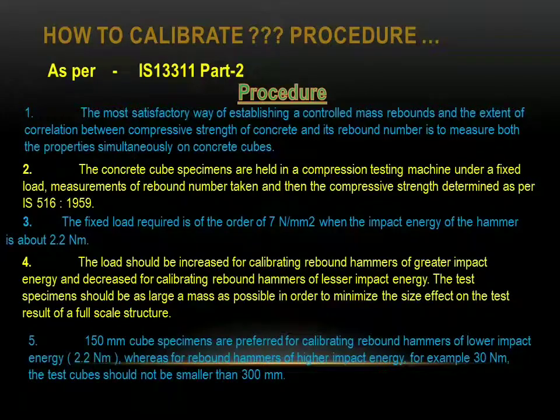150 mm cube specimens are preferred for calibrating rebound hammers of lower impact energy, say 2.2 Nm, whereas for rebound hammers of higher impact energy, for example 30 Nm, the test cube should not be smaller than 300 mm.